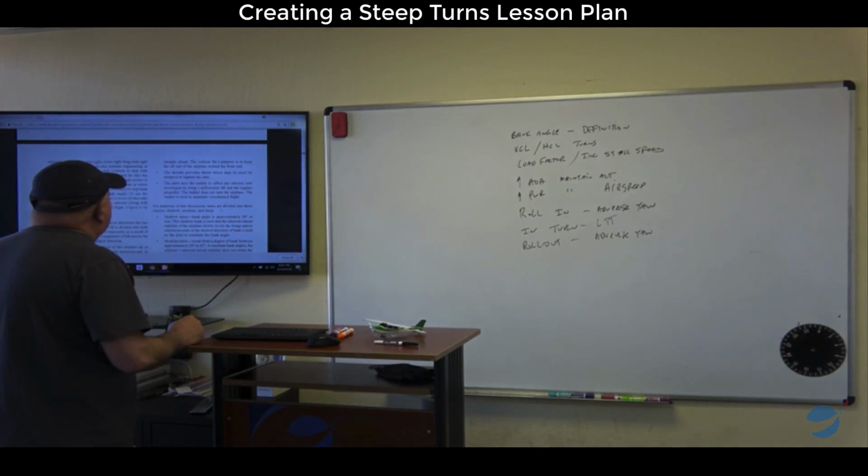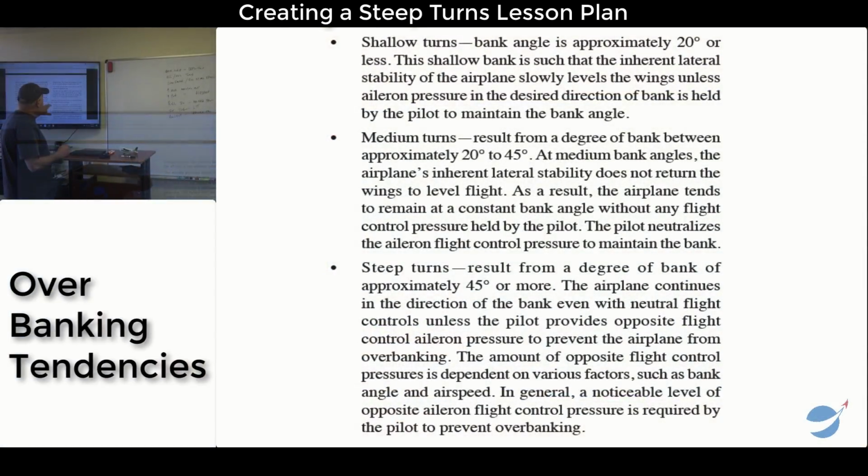So I think this is interesting. We can talk about this part for overbanking tendencies, but it says that in shallow turns, when the bank is about 20 degrees or less, the airplane tends to want to roll level due to its inherent lateral stability. Medium turns tend to want to stay there, and for steep turns, there's an overbanking tendency, and you have to apply maybe a significant amount of opposite aileron for that. So there's talk about steep turns even in this level turns discussion.